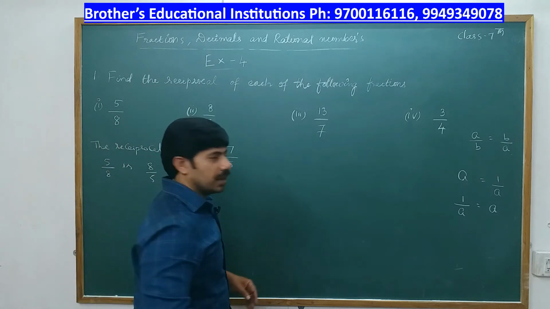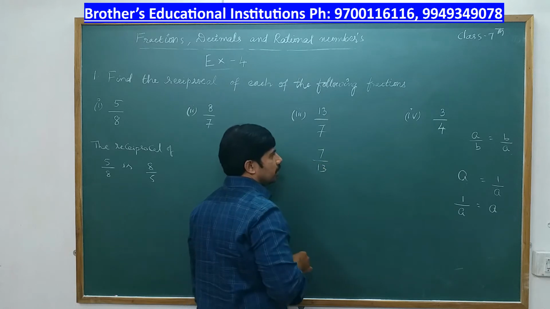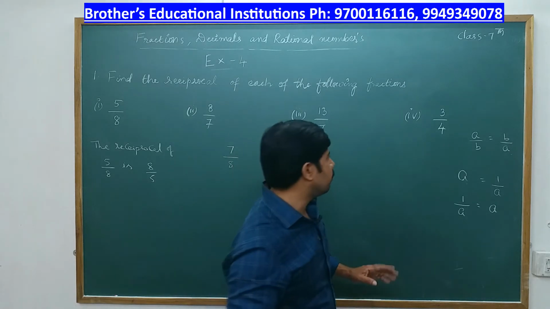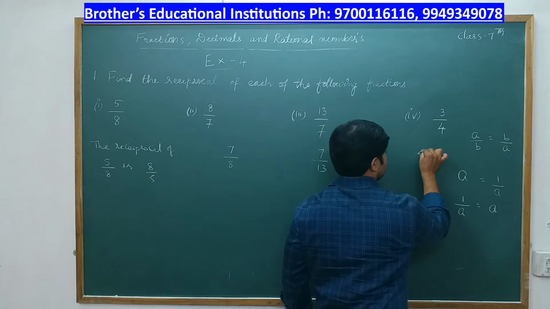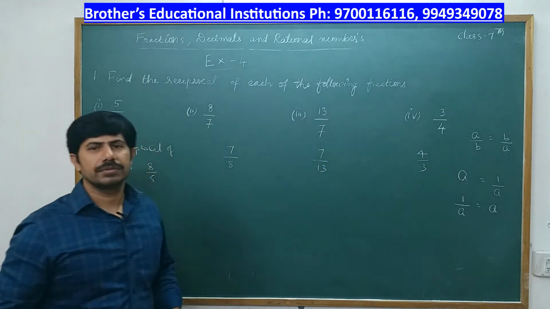Reciprocal of 13 by 7 is 7 by 13. Reciprocal of 3 by 4 is 4 by 3. Okay, so this is completed.